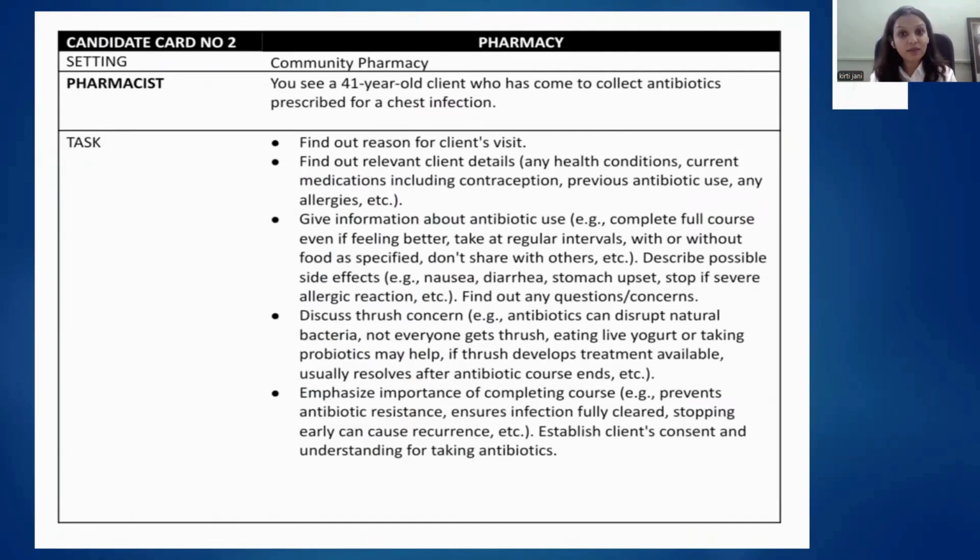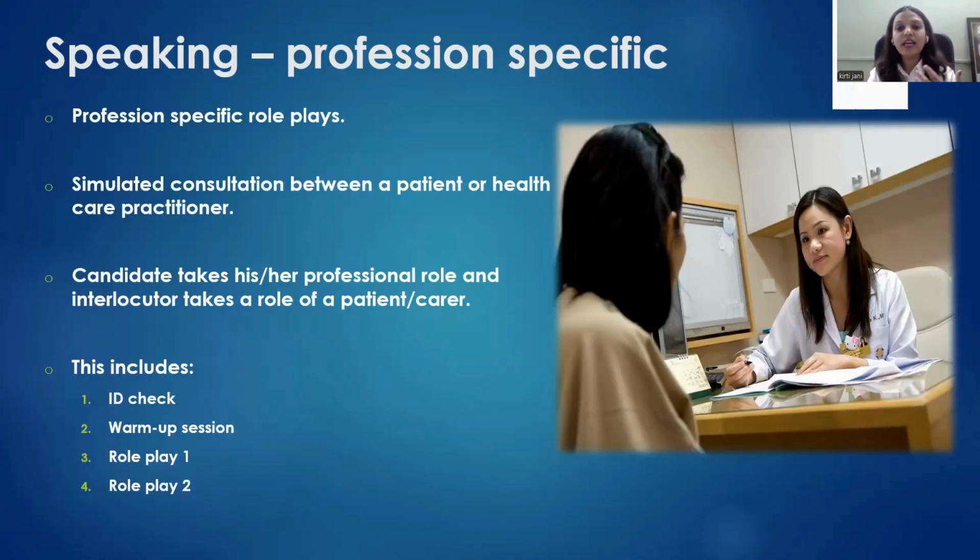Isn't it amazing? So you can ask questions during your preparation time to your interlocutor. And then when the interlocutor tells you to begin, you have to start as a healthcare professional, and then you continue for 5 minutes. And then after the end of 5 minutes, the interlocutor will take the card back from you and then you will be given another role play card. Again, you are preparing for 3 minutes and communicating for 5 minutes.